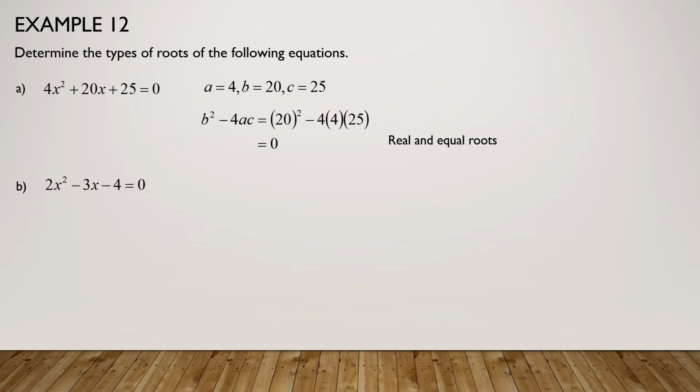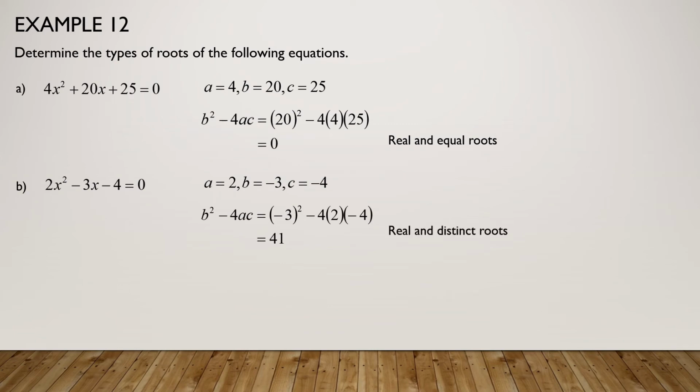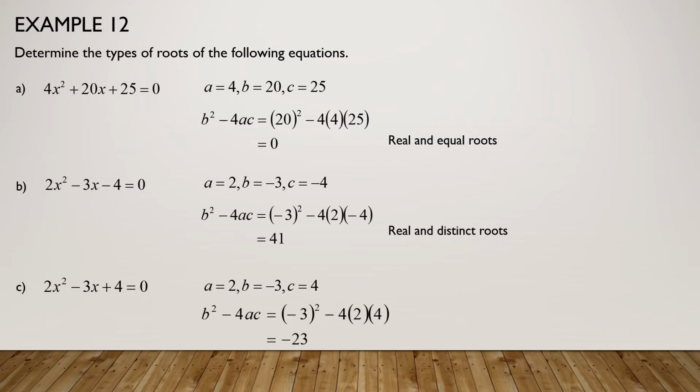Let's see the next example. We have another quadratic equation which we determine the value of a, b and c and we find the discriminant which is more than 0 here. It's 41. So the type of root is real and distinct. And lastly, for C, we have this quadratic equation and we determine the value of a, b, and c and we find the discriminant which is less than 0 or negative. Hence, the root is no real roots or complex number.